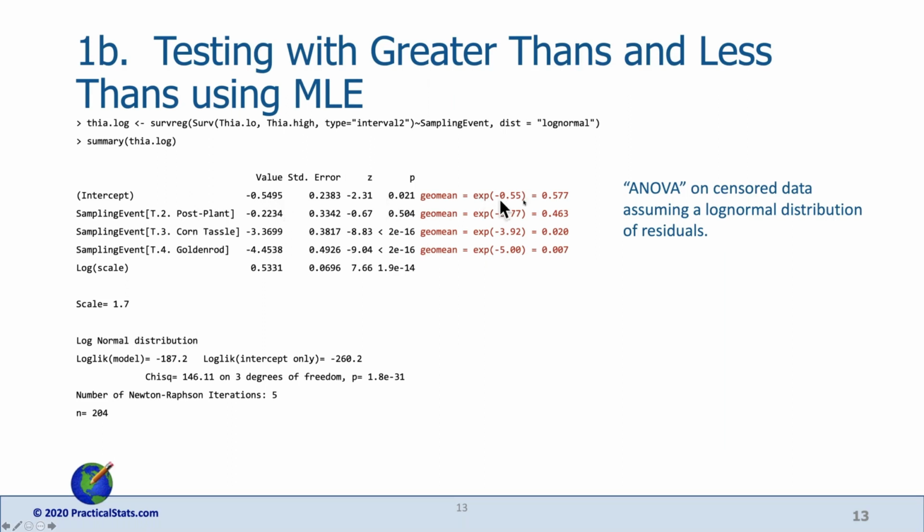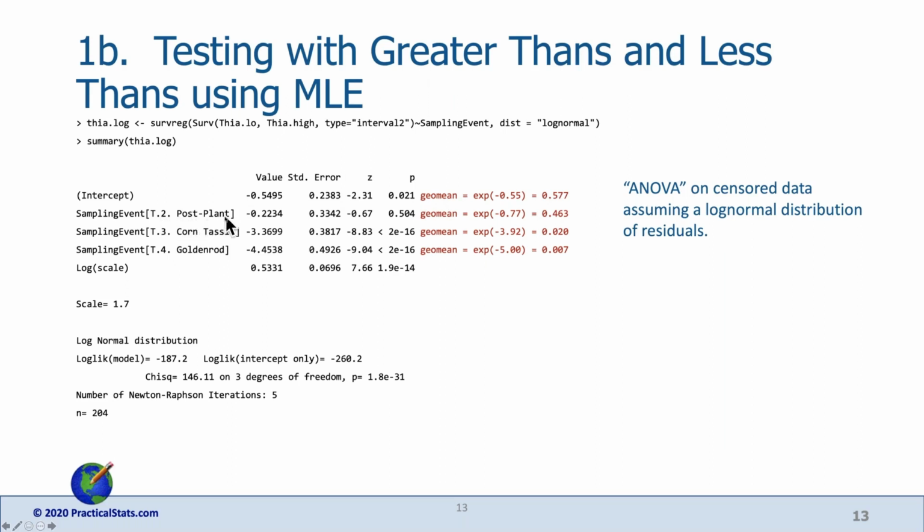And so if you exponentiate that, you get the geometric mean, not the mean, but the geometric mean back in the original units of 0.577. So that's the summary statistic you have here. That's what's being tested, the difference in the geometric means among these four groups.